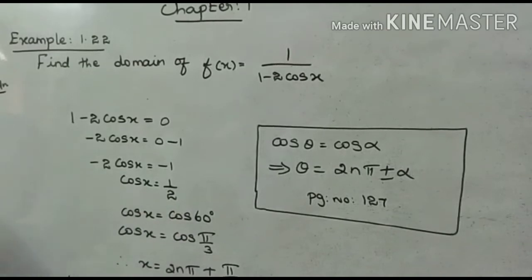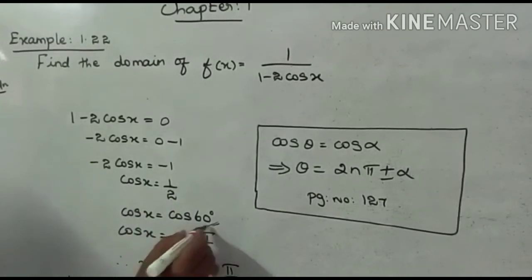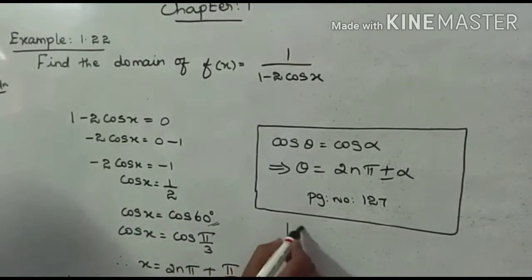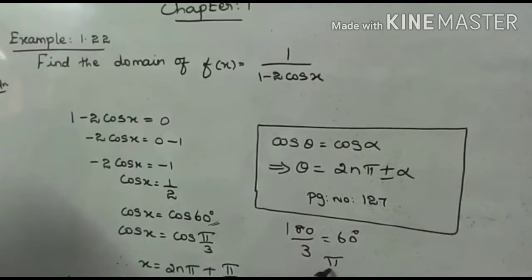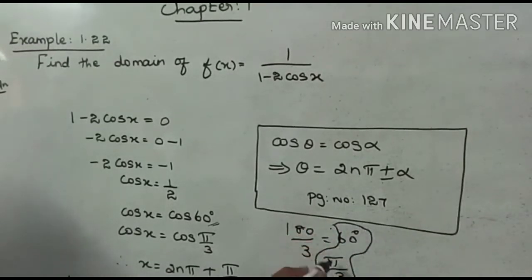Write the radian form of 60. The radian form of 60 is 180 divided by 3, we get 60 degree. For 180 degree we write pi, and the denominator is 3. So the radian form of 60 is pi by 3. So cos x equal to cos pi by 3.